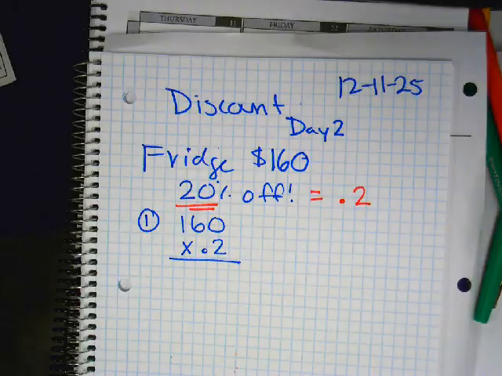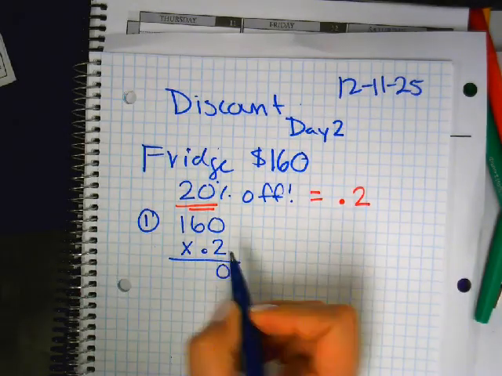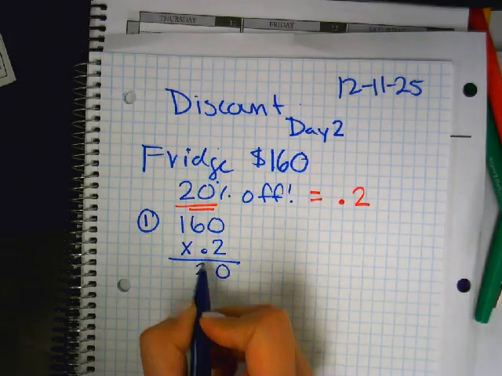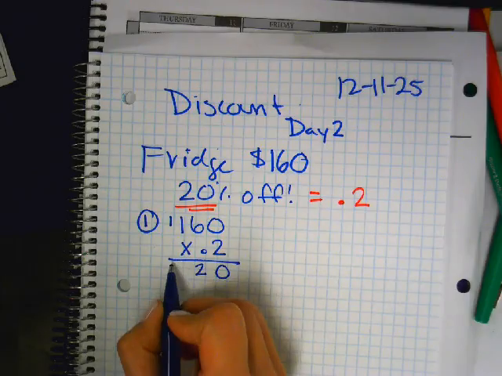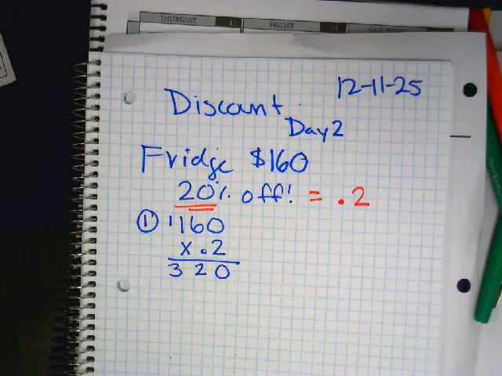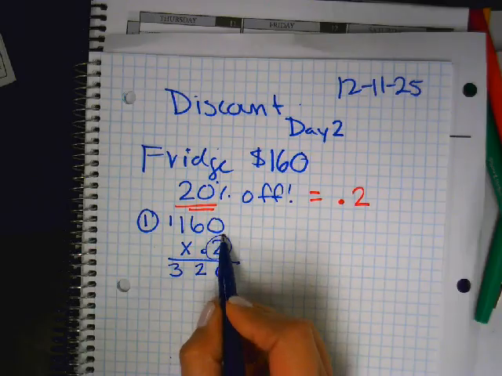So let's practice that. 2 times 0, 0. 2 times 6, 12. Carry the 1. 2 times 1, 2 plus 1, 3. Am I done? No. What do I still have to do? Add the decimal. So how many numbers are after the decimal? 1. So I'm going to move it 1.